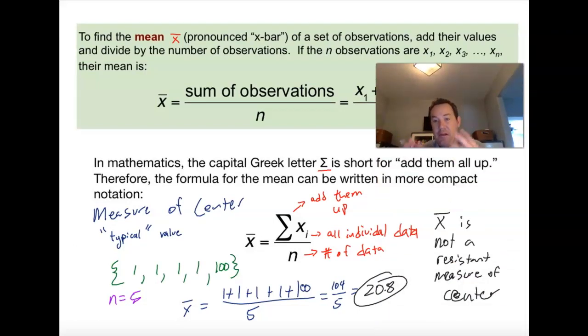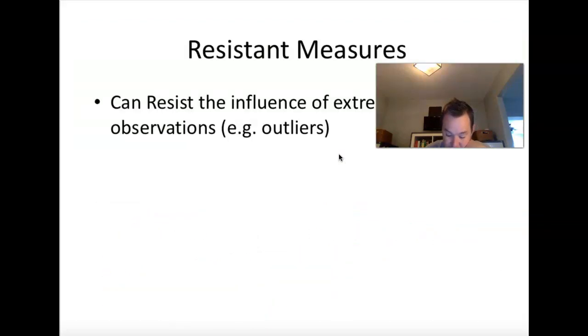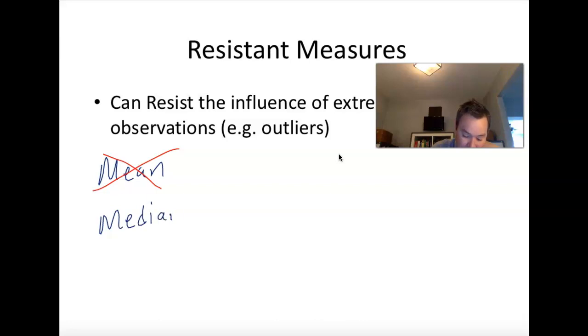Which just means that it's severely impacted by any outliers or extreme data values that deviate extremely from the overall pattern. So just to summarize that, mean, not resistant, median, yes, resistant.